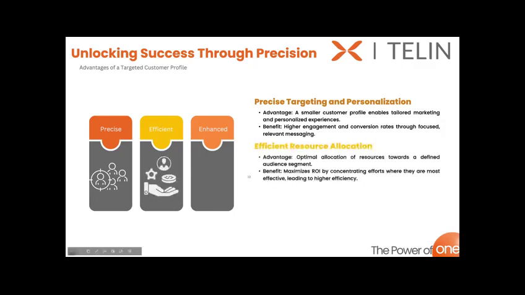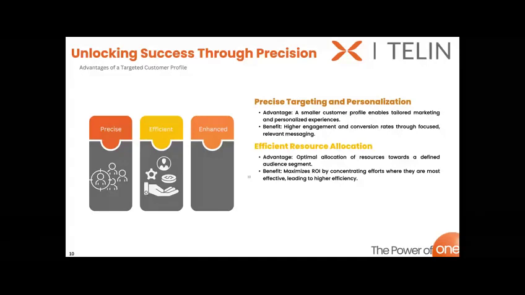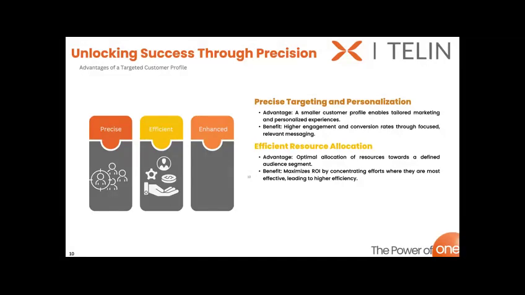Once again, efficient resource allocation. What's the advantage? Well, a smaller customer profile allows for efficient resource allocation. With a clear understanding of the preferences and behaviors of this defined audience, businesses can strategically direct their efforts and budget towards serving this particular segment. This focused approach ensures that marketing efforts, manpower, and budget are not dispersed across a wide range of audiences, but rather concentrated where they can yield the most amount of impact.